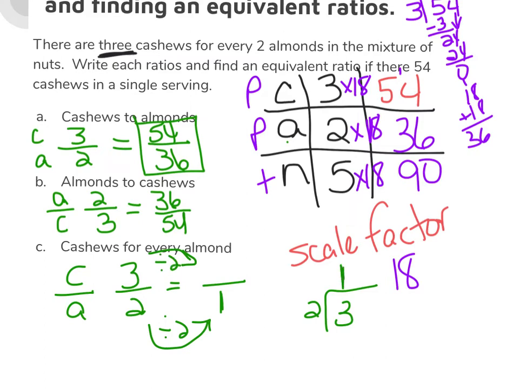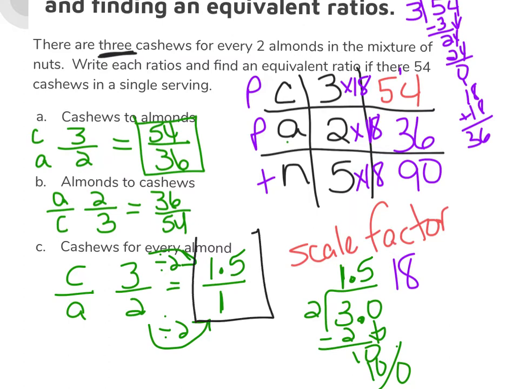So that's 1. Remainder is 1. Add a decimal. 0. Bring the 0 down. 2 into 10 is 5. So that's 10. 0. So that means I have 1.5 cashews for every 1 almond. So every means 1. So make sure that you understand that.